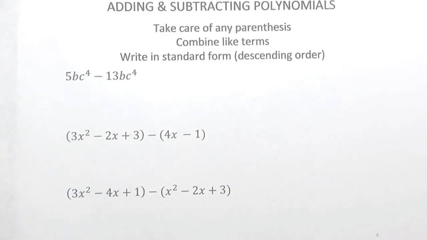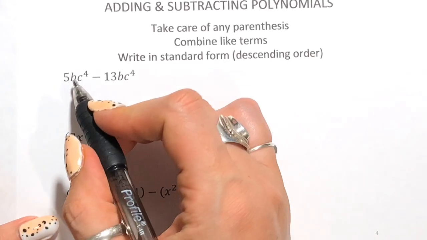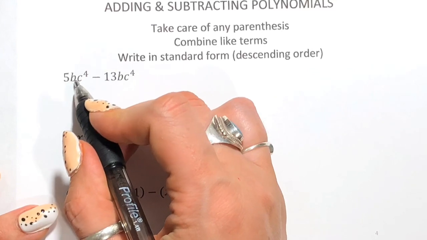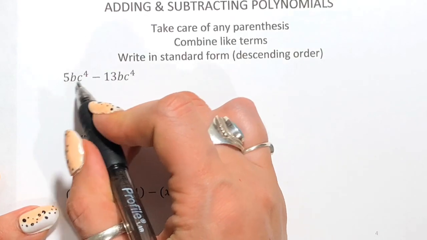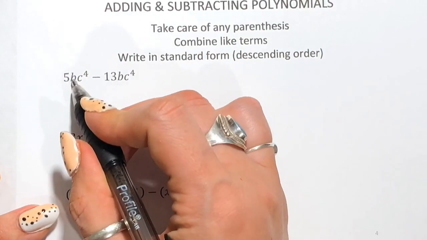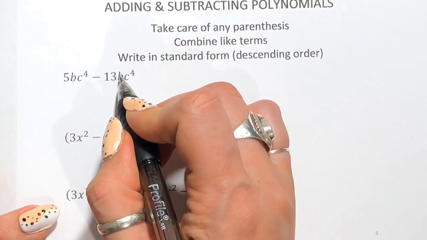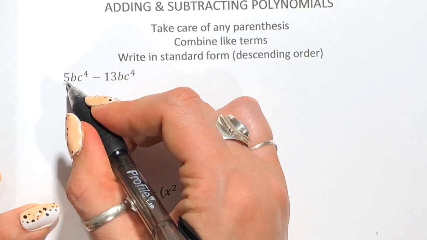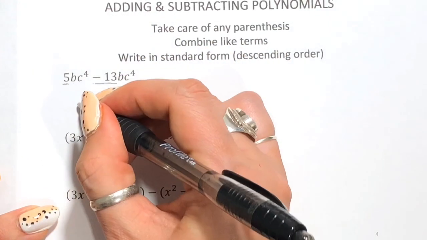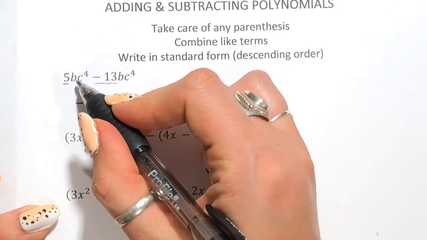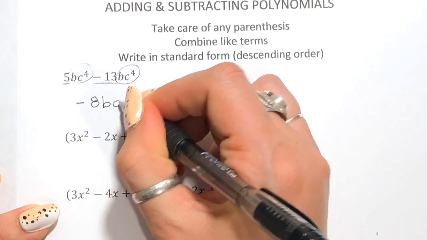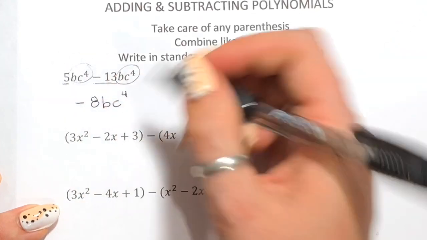Okay, let's practice a few more. So on this one, when you have multiple variables in one term, they still have to match. So I have a b and a c to the power 4. The only thing that can combine with it is another bc to the power 4. So in this case, these do match perfect, so we're good to go. They're like terms. So you'll just take the coefficient, the 5, and then the minus 13, and combine those. So 5 subtract 13 is a negative 8, and then that variable combination is not going to change. It's just going to stay a bc to the power 4, and that would be your answer.